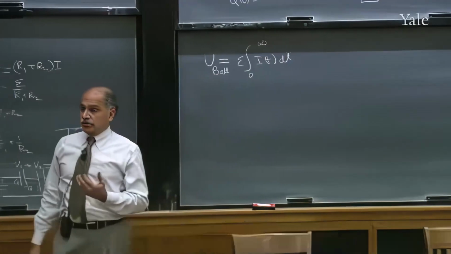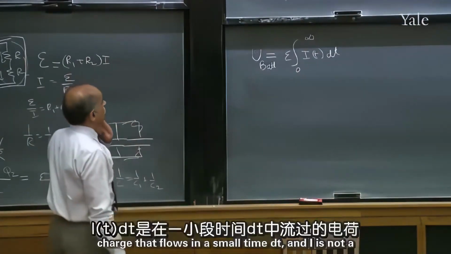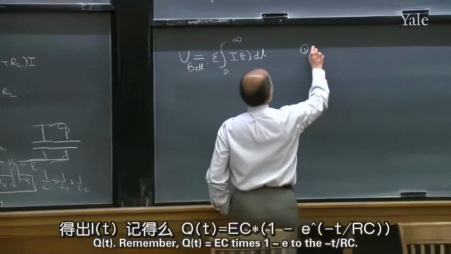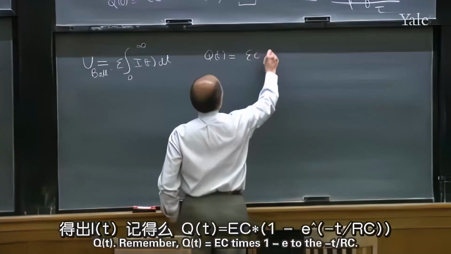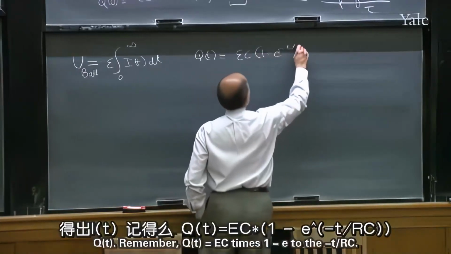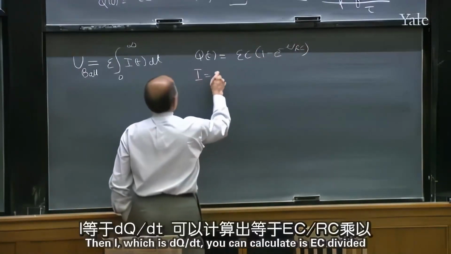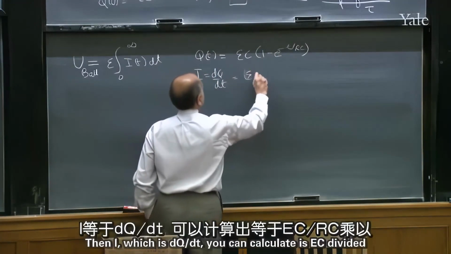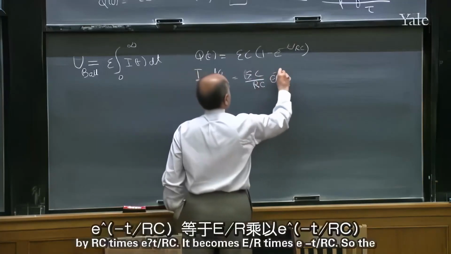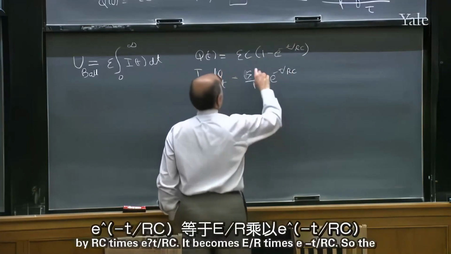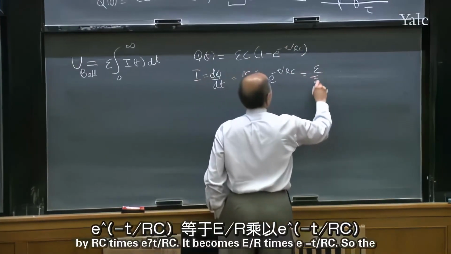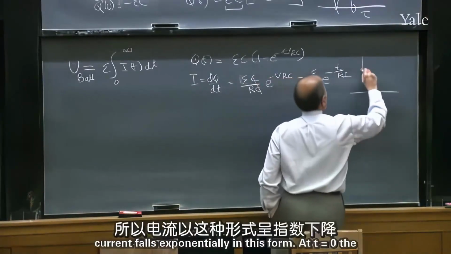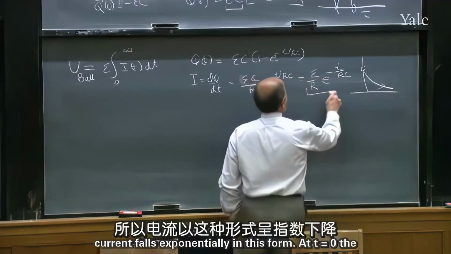I of t dt is the charge that flows in a small time dt, and I is not a constant. In fact, we can find I of t from the formula for Q of t. Remember, Q of t is equal to EC times 1 minus e to the minus t over RC. Then I, which is dQ/dt, is EC divided by RC times e to the minus t over RC. It becomes E over R times e to the minus t over RC. So the current falls exponentially in this form.